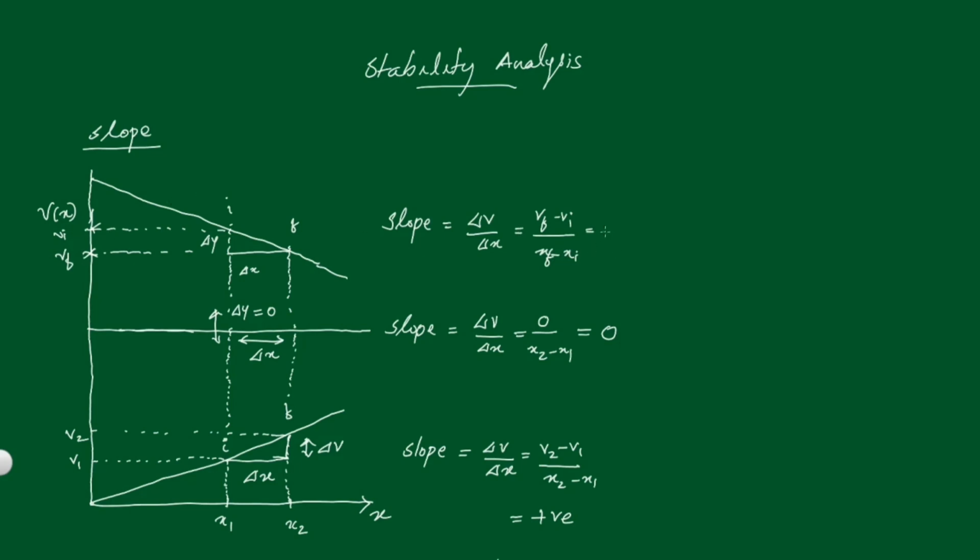Here vf is less than vi, and xf is greater than xi. So this quantity will be less than 0, a negative quantity. So the slope will be negative, and here the slope is 0, and here the slope is positive.